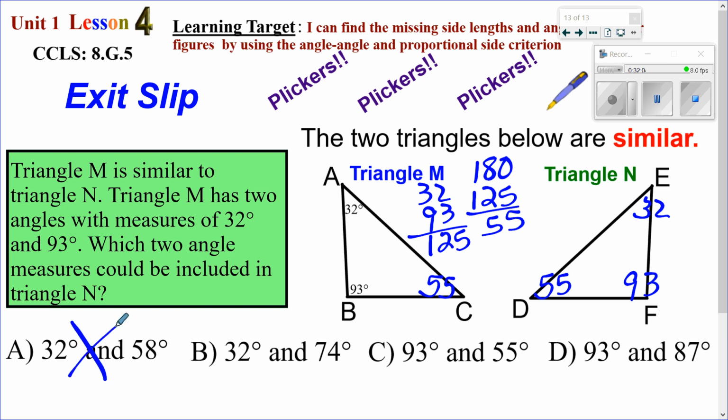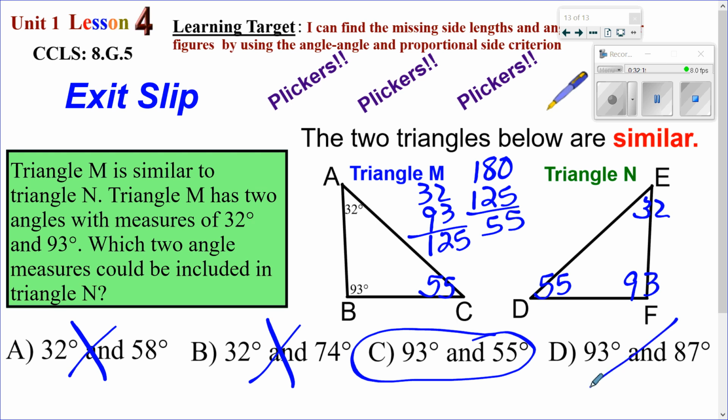32 is degrees in B, but 74 is not. 93 and 55, there are your choices. 93 and 87. 87 is not in the triangle. So that's why it's choice C. And that is the conclusion of our lesson.